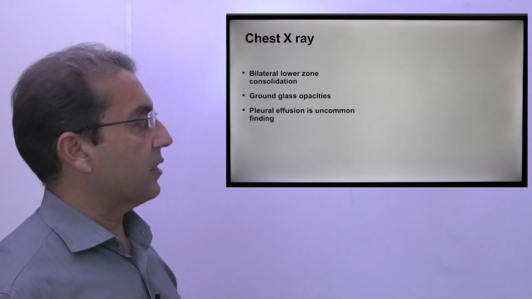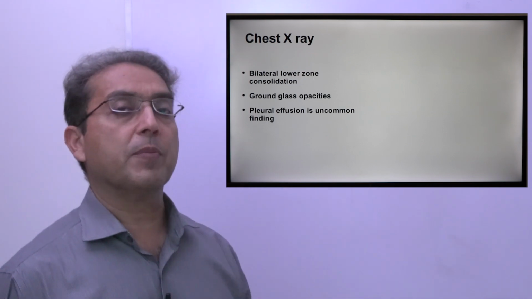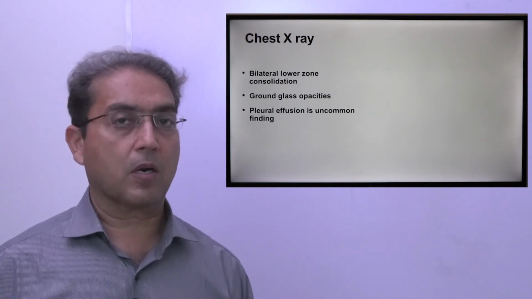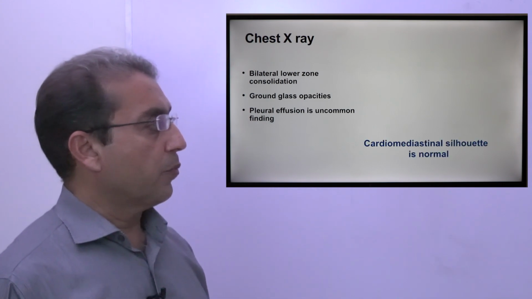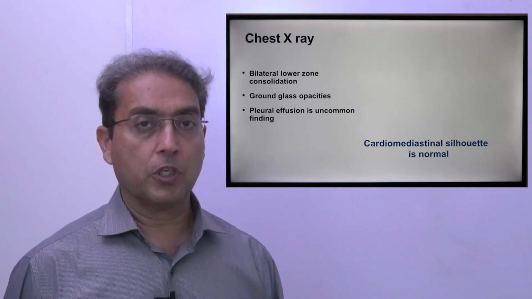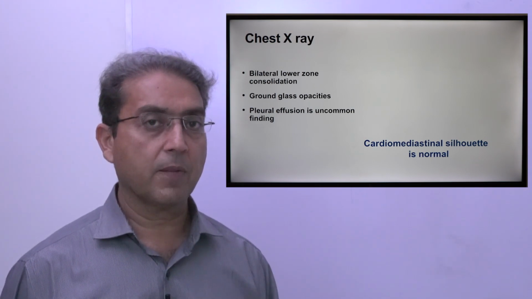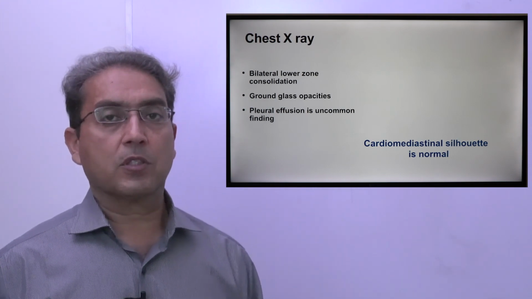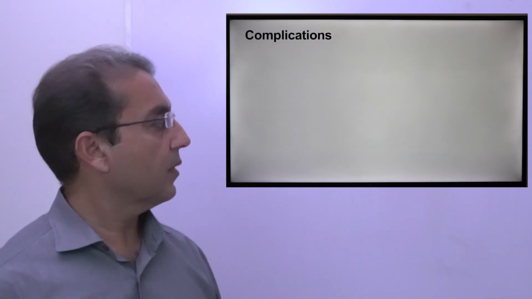And then we can do a chest X-ray which can show us bilateral lower zone consolidation. There may be ground glass appearance, and the pleural effusions are not usually seen with COVID disease. The cardiomediastinal silhouette is usually normal unless the patient has cardiomyopathy and the heart may start dilating, and there may be features of heart failure. Otherwise, in patients at home, there is no cardiac involvement. This may not be a problem.